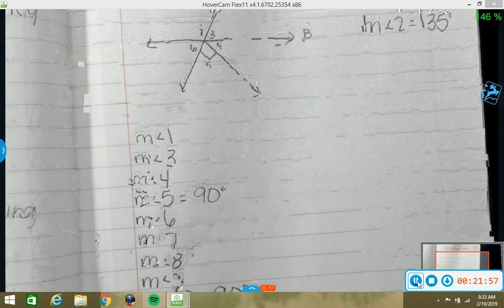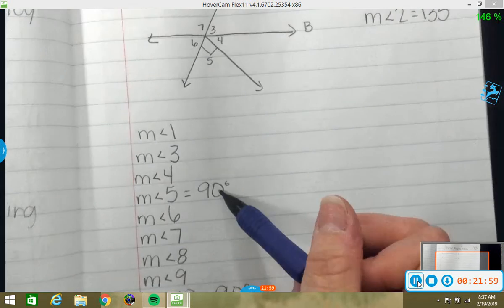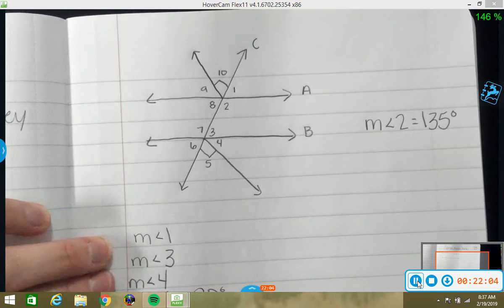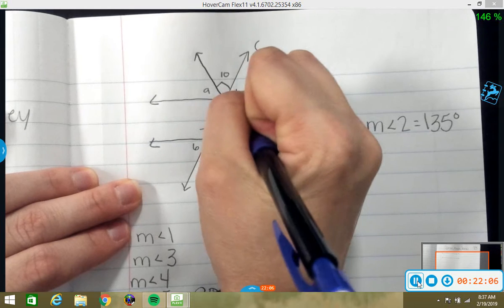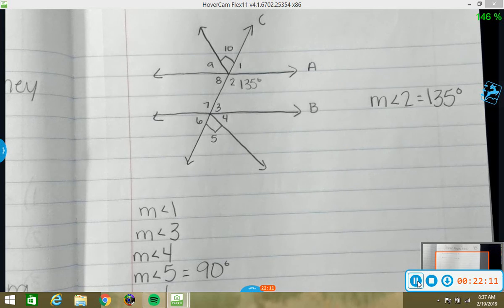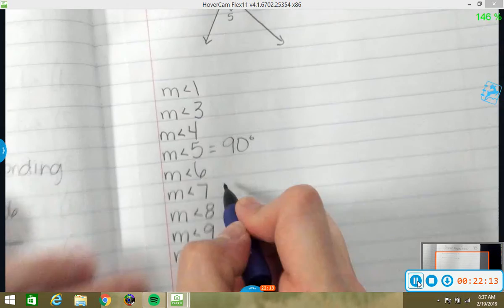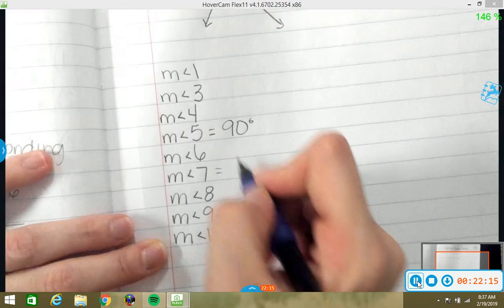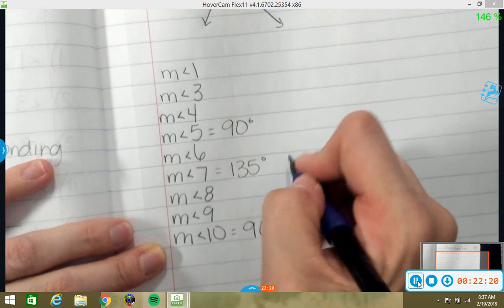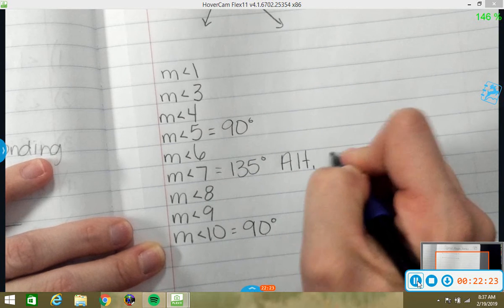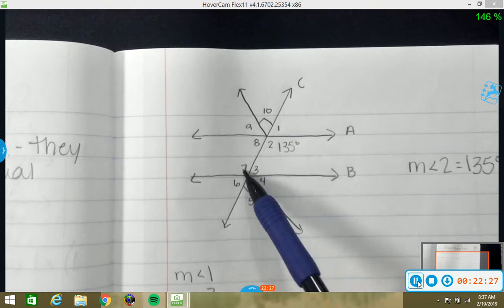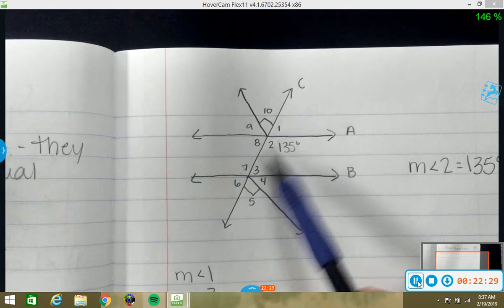Okay, so we found the measure of angle 5 and angle 10, but what were the next easiest ones? So we knew that this was 135 degrees. What is the next easiest one to find? Angle 7, okay. And what did you think that angle 7 was? 135. Okay, and what was your justification? Alternate interior to angle 2. Good. So these are 135 degrees.